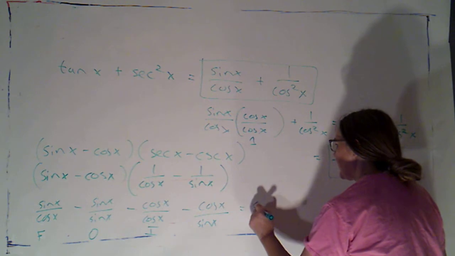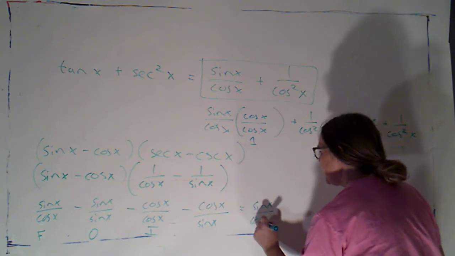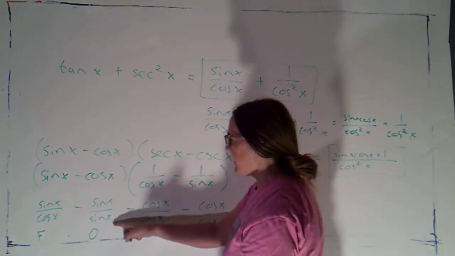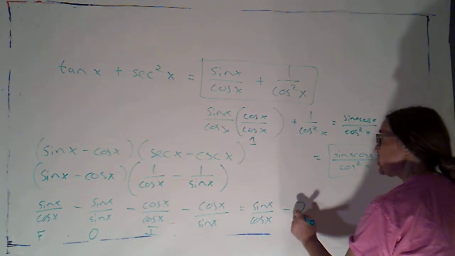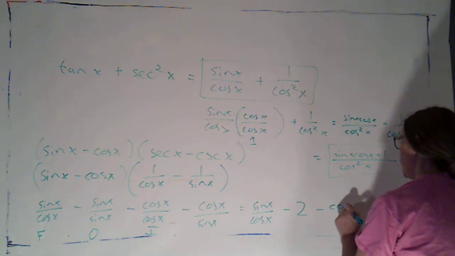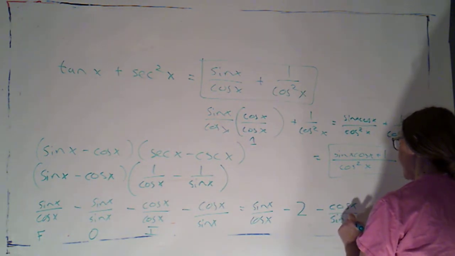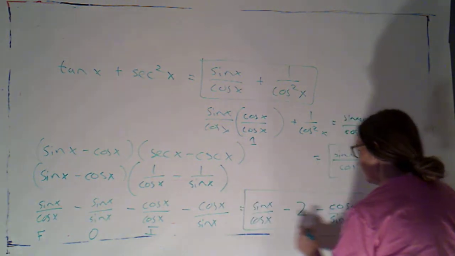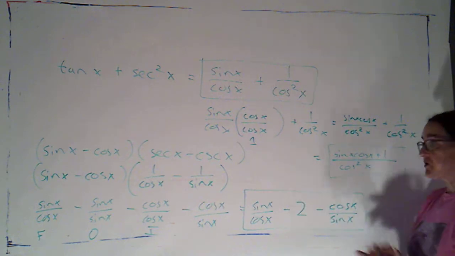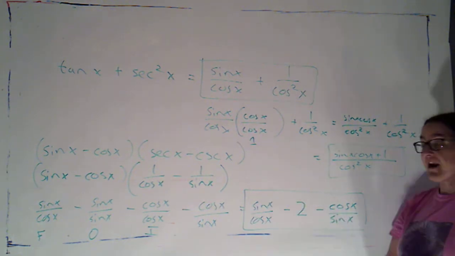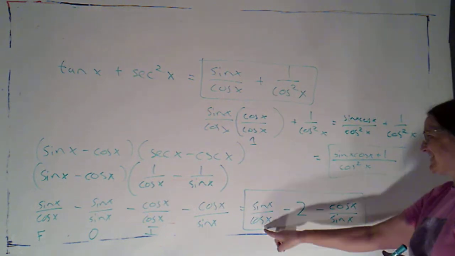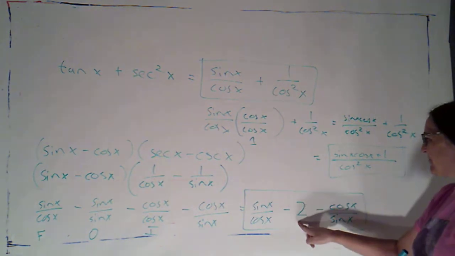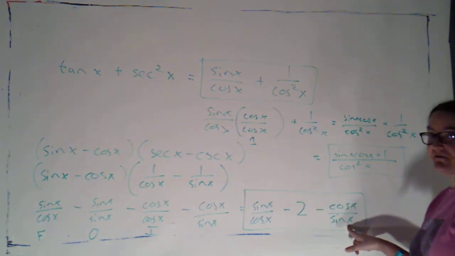So we've got sine x over cosine x. It simplifies to just minus 1, and this simplifies to just minus 1, so it's minus 2 minus cosine x over sine x. Now, that follows the directions of just writing it in terms of sines and cosines. If that hadn't been the directions, I could say that's tan x minus 2 minus cotangent of x.